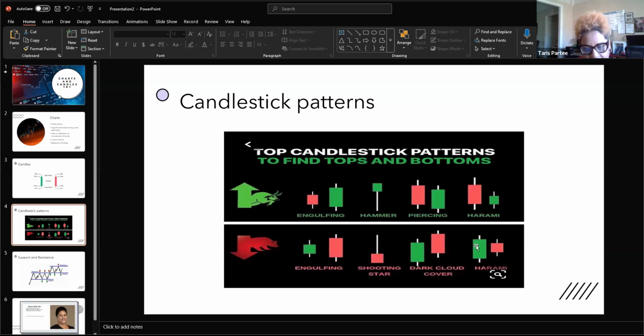They're just opposites of each other. So you have the hammer here, and then for the bears, you have the shooting star, or the inverted hammer, as I like to call them. So it's the same pattern, it's just the opposite.